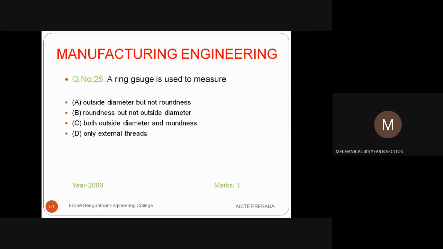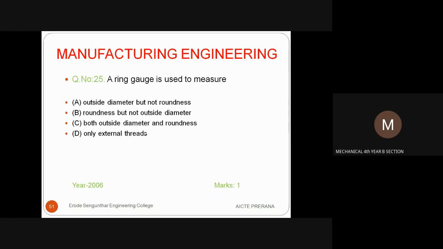The roundness of the metal should be measured only with the help of digital or analog gauges. For example, we have a needle gauge, then a plunger dial. So we have a lot of equipment for finding the roundness of the metal. But the outside diameter, but not the roundness, can be measured with the help of a ring gauge. So that should be the correct answer.